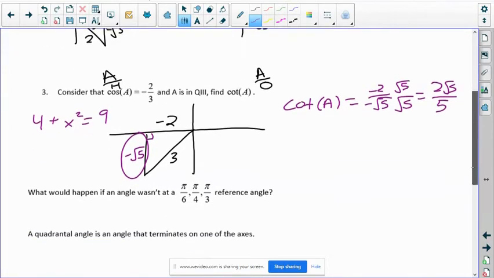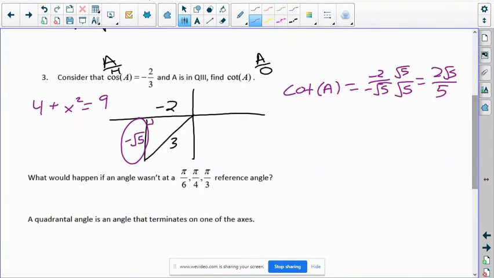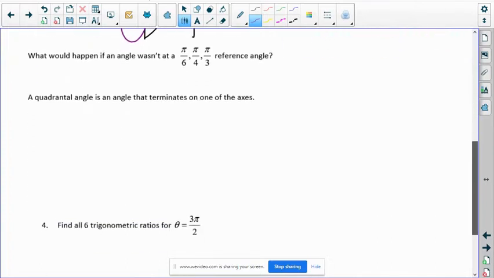Now, what would happen if an angle wasn't a reference angle that we typically use, a pi 6, pi fourths, pi thirds? Well, we just did one a second ago, but we also have these issues of quadrantal angles, and they're angles that terminate on one of the axes. Those happen when the angle is on the x-axis or the angle is on the y-axis. The problem with this angle here at 0 or at 2 pi or at 4 pi is that it doesn't actually make a reference triangle.